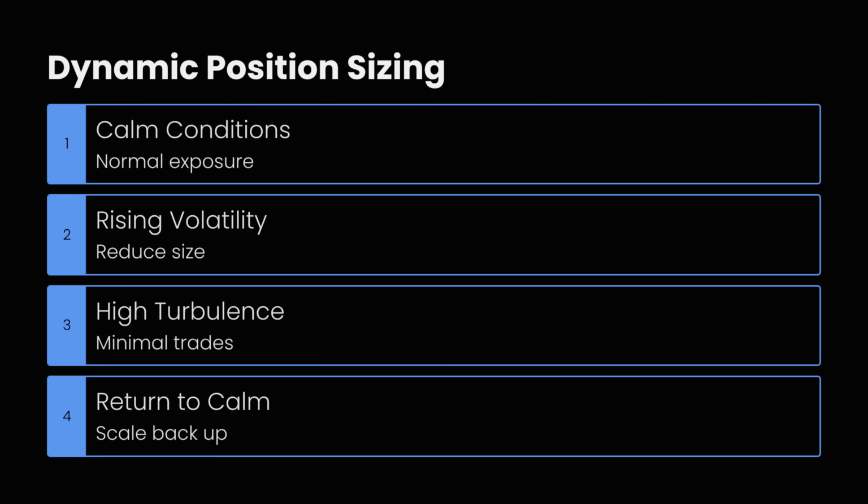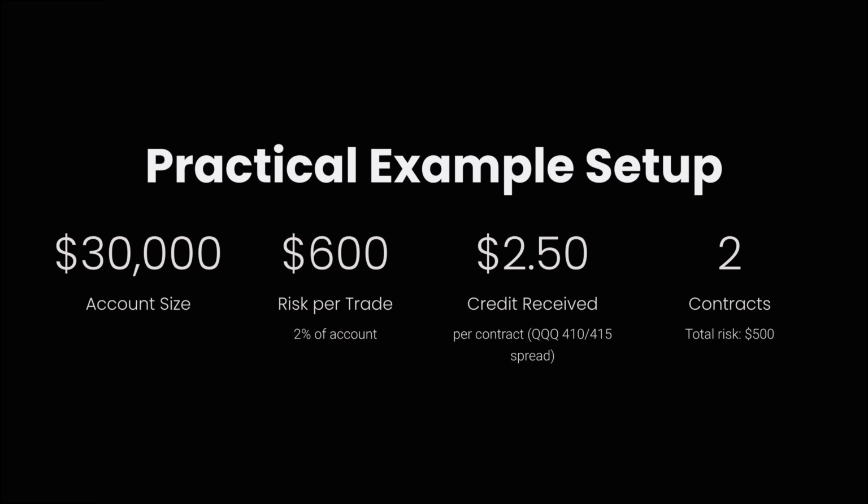Let's walk through a practical example. Say you're trading QQQ, the NASDAQ ETF. Market conditions are normal, and you have a $30,000 account. Your 2% allocation is $600 per trade. You want to sell a call credit spread, maybe the 410/415 spread, collecting $2.50 in credit. You calculate the max risk is around $250 per contract. With a $600 budget, you could trade 2 contracts, locking in roughly $500 in risk. That fits your plan perfectly.